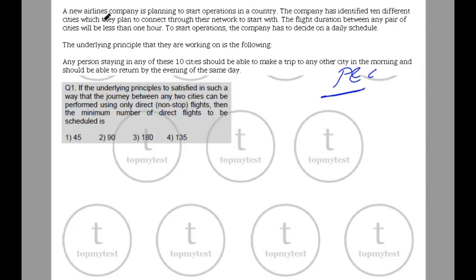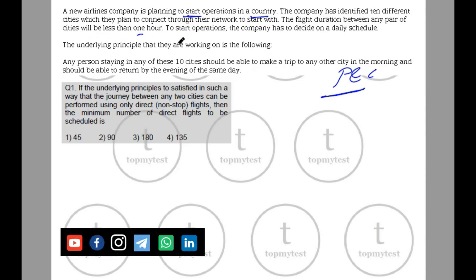A new airline company is planning to start operations in a country. The company has identified 10 different cities which they plan to connect through their network to start with. The flight duration between any pair of cities will be at least 1 hour. To start operations, the company has to decide on a daily schedule.